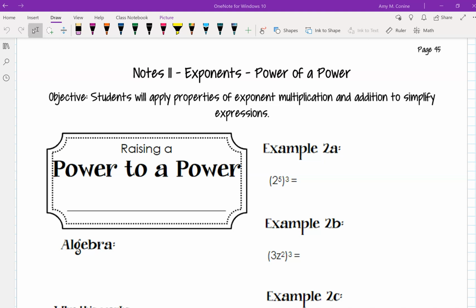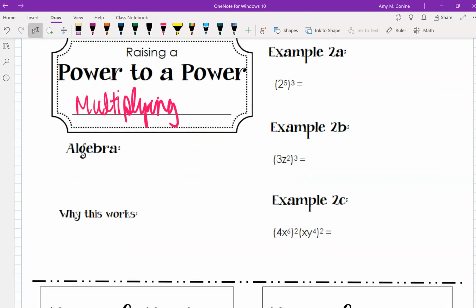Hi everyone. All right, we're going to talk about exponents, specifically power of a power. Students will apply properties of exponent, multiplication, addition to simplify expressions. So when you have a power to a power, you are going to be multiplying your exponents, okay? And the reason for that is you're essentially distributing them in.